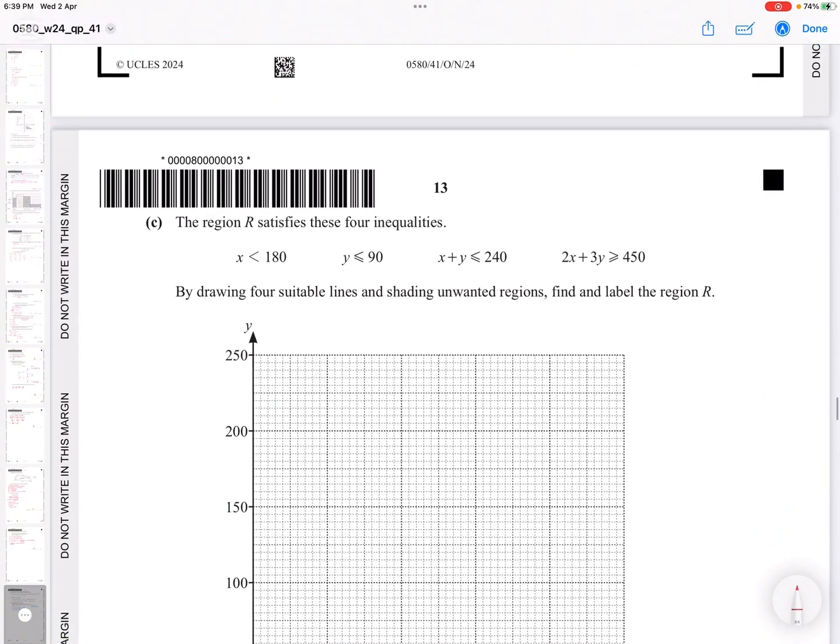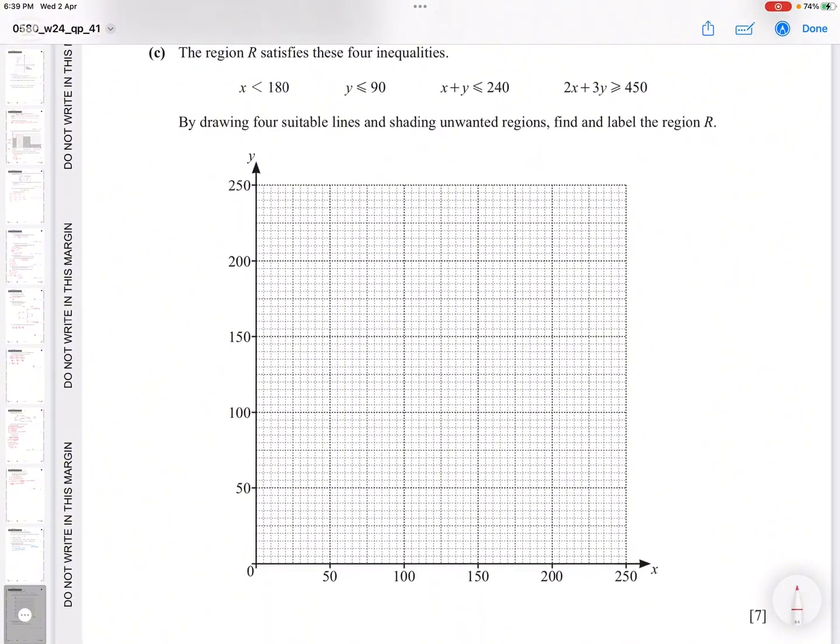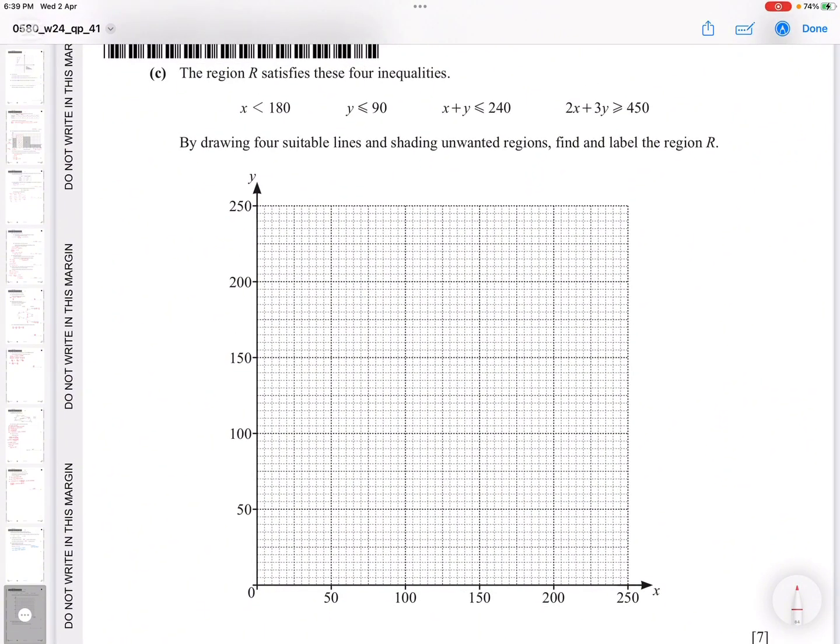Part C. The region R satisfies these 4 inequalities. By drawing 4 suitable lines and shading the unwanted region, find and label the region R. x is less than 180, it means you first write x is equal to 180. Actually, first you try with the equal sign, and then we will shade the unwanted region, which will show less than or greater than. So x equals 180.